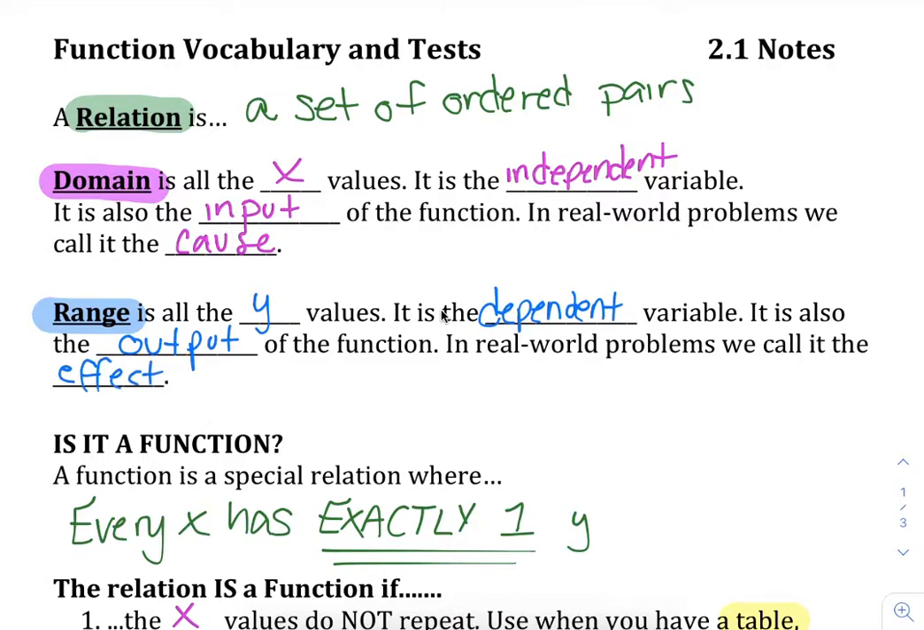Okay. You can pause the screen for just a second if you need to. Copy what you see. We're going to scroll to the next section.